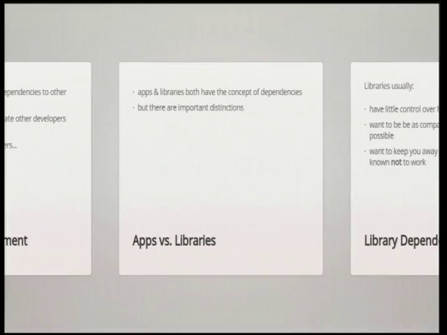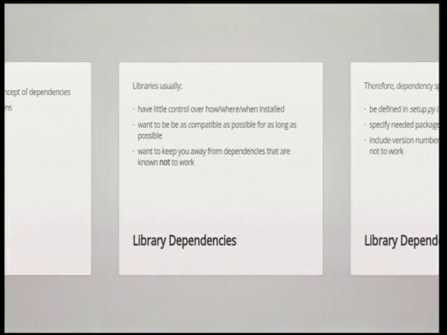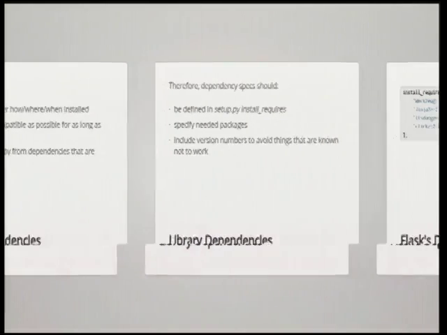So one of the things to be mindful of here is that apps and libraries both have the concept of dependencies, but there are important distinctions between these two things that use dependencies. Libraries usually have little control over how, where, and when they're installed. They want to be as compatible as possible for as long as possible, and they want to keep you away from dependencies that are known not to work, not specify things that you have to work. So for instance, I'll just wait because I have an example of this.